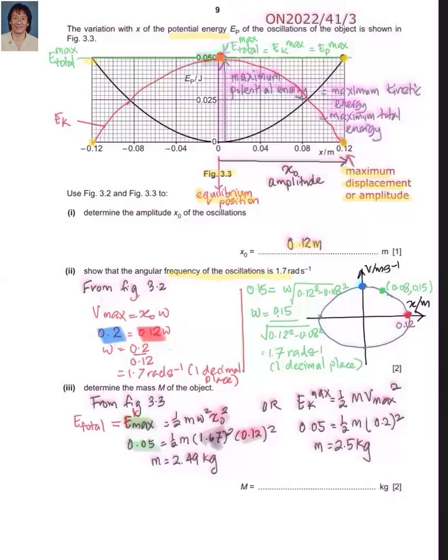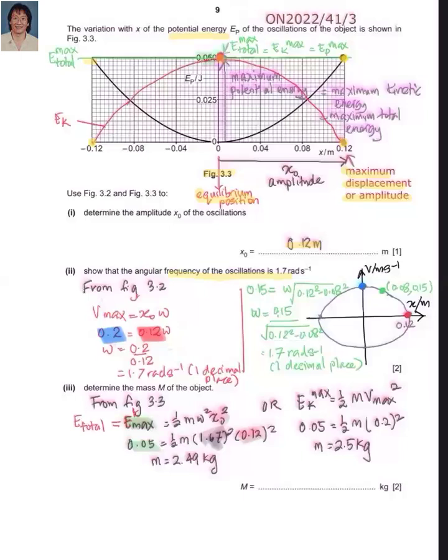We can use vmax equals x0 times omega. The maximum velocity is 0.2. The x0 is the amplitude, which is 0.12. Then omega equals 0.2 divided by 0.12, which is 1.7 radian per second to 1 decimal place.